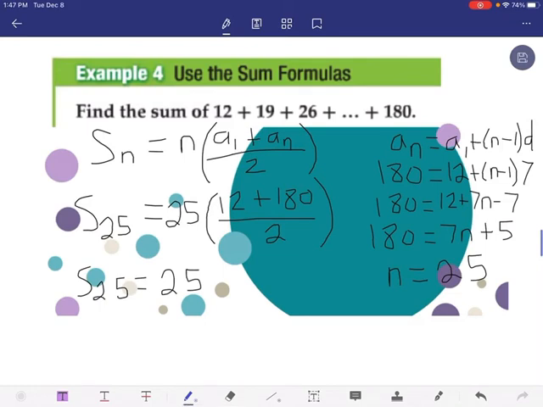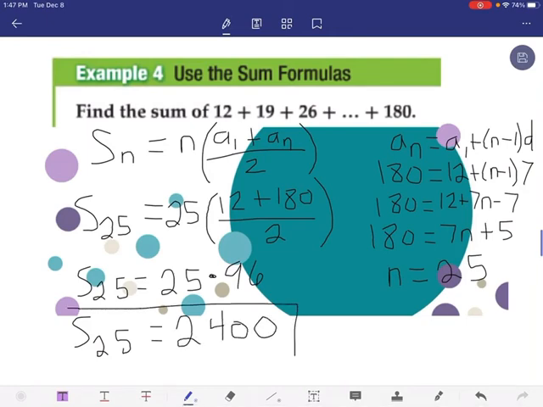So if I do 12 plus 180, we get 192 divided by 2, which is going to be 96. And then 25 times 96 is going to give us 2,400. So that would be our answer.